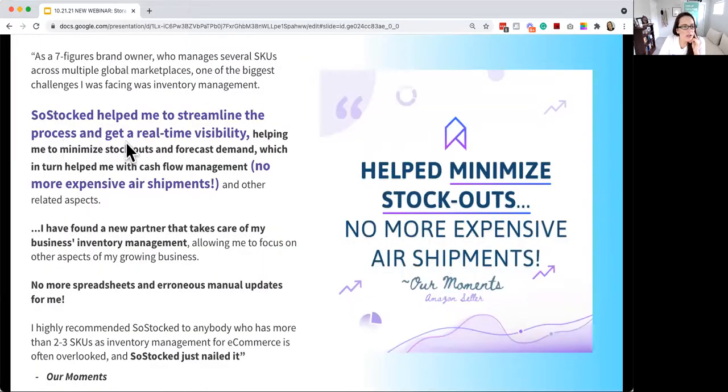Here's another: SoStocked helped me to streamline my processes and get real-time visibility. No more expensive air shipments. This is something very common, these air shipments. You're going to save a lot of money if you can find ways to stop being forced into air shipments. Sometimes it happens, but if there are ways to avoid it, we want to be using those.